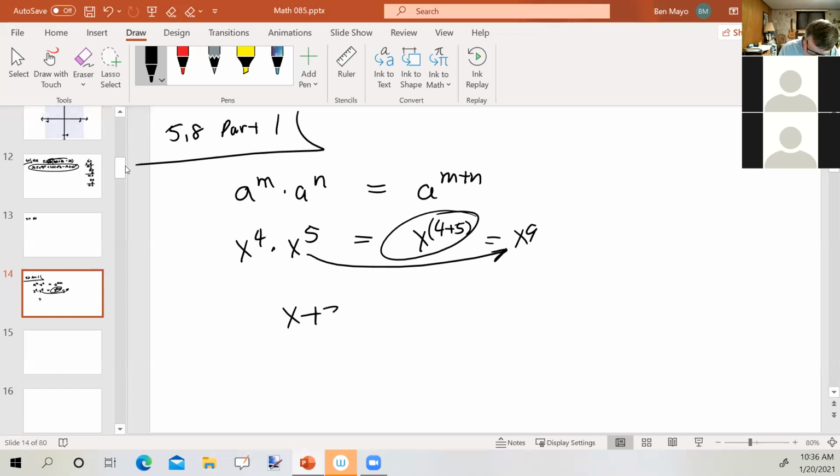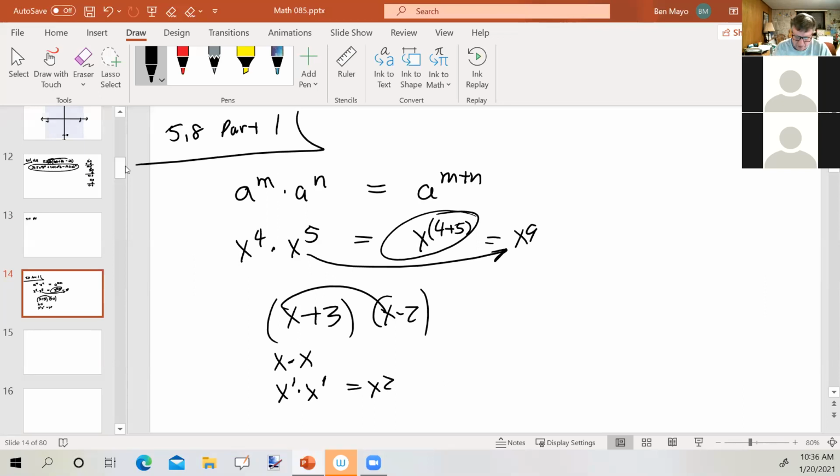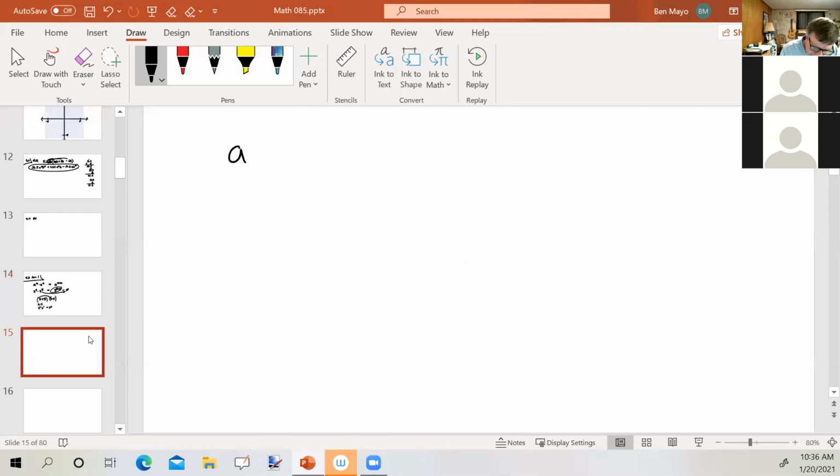For instance, when we had x plus 3 times x minus 2, and we FOILed x times x, that's x to the 1 times x to the 1, which is x squared, okay? All right, now, another rule that applies: if you are dividing two powers with the same base, instead of adding the exponents, you subtract the exponents. Well, addition is commutative, so we can add two exponents in either order and it doesn't matter. But when we subtract, we've got to subtract the bottom exponent from the top exponent.